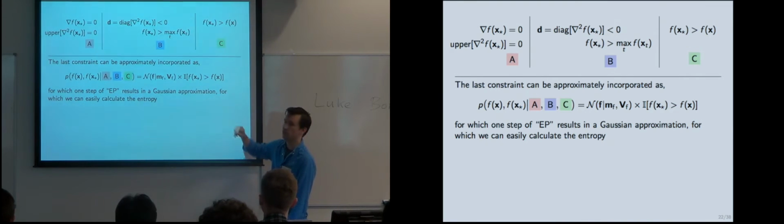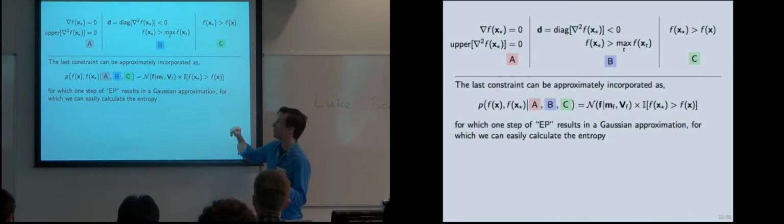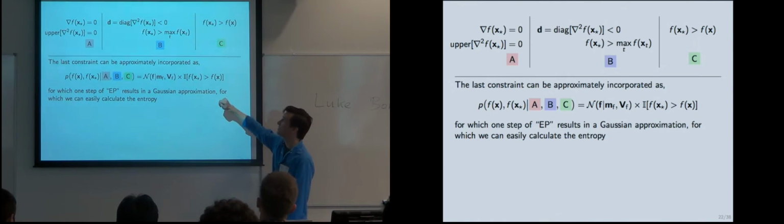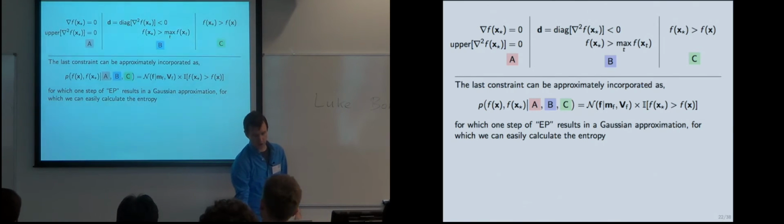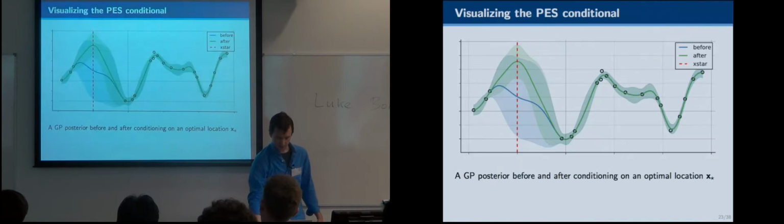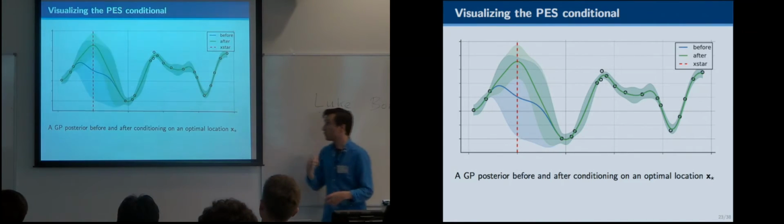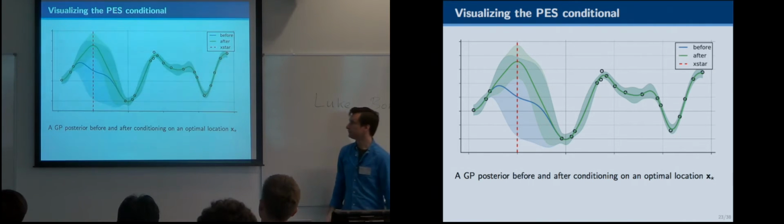So the first two involve EP. We do that before we optimize our acquisition function. And then during optimization of our acquisition function, we have a little bit of extra computation that we have to do for this C constraint right here, the C factor. OK, so really, though, what does this look like?